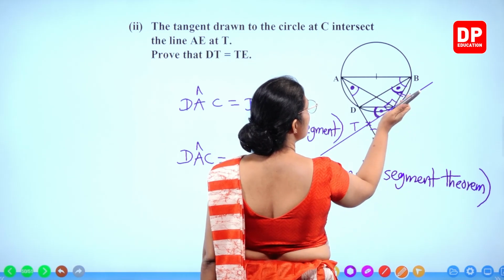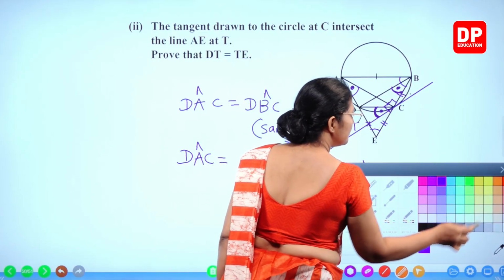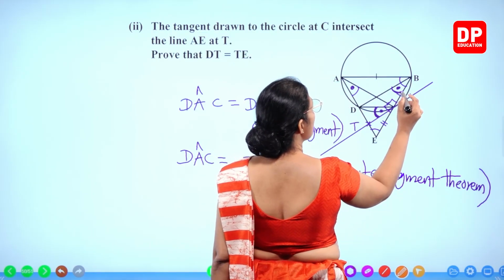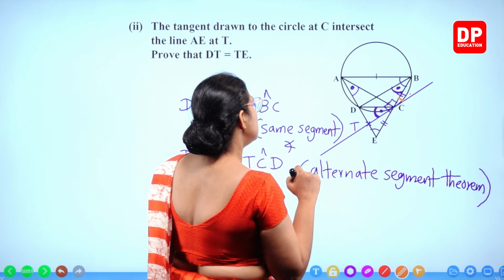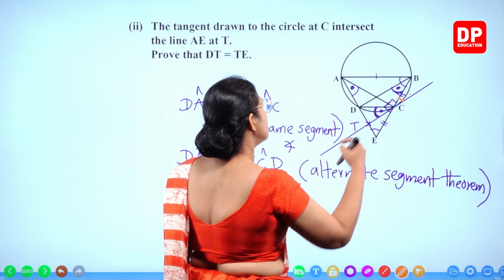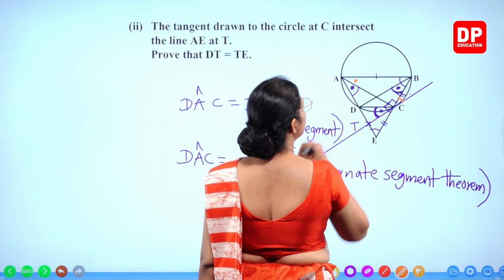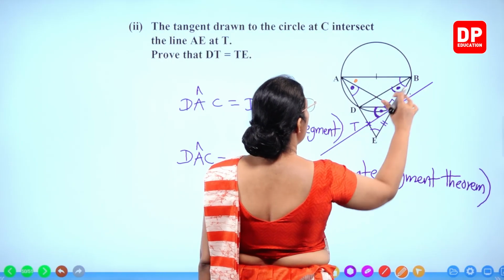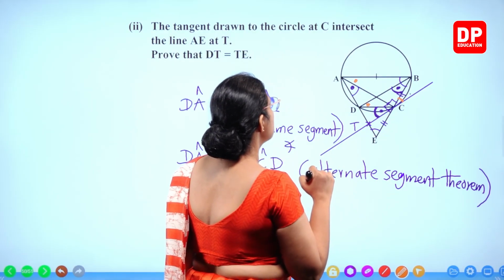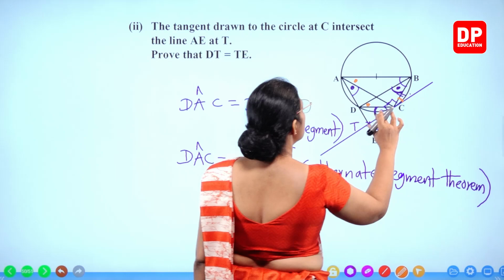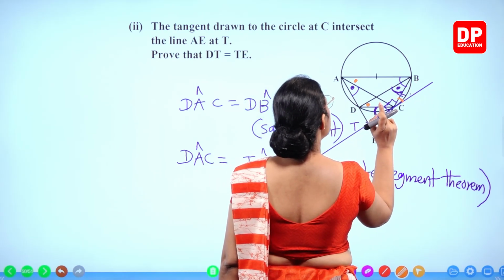On the other side, if you take the tangent and the chord, this angle. So let's take this angle. That angle is the same as this angle. And that angle is the same as this angle. But now we have to show that these two lines are parallel. How can we show that these two are parallel?